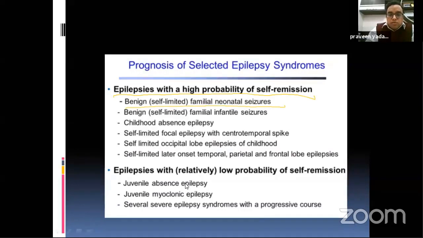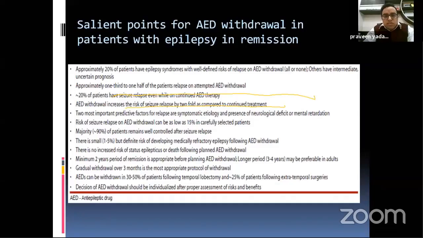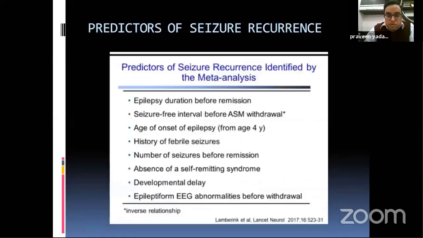While in the case of juvenile absence epilepsy and JME, you know that it's a lifelong disorder. So here you may have to continue the medication, low dose medication, probably lifelong. That depends upon the epilepsy syndrome. This is a study which shows the various factors which can affect the anti-epileptic withdrawal. They have seen that the most important predictive factors for relapse are symptomatic etiology and presence of neurological deficit or mental retardation. So if these factors are there, then definitely you have to be careful while reducing the medications.